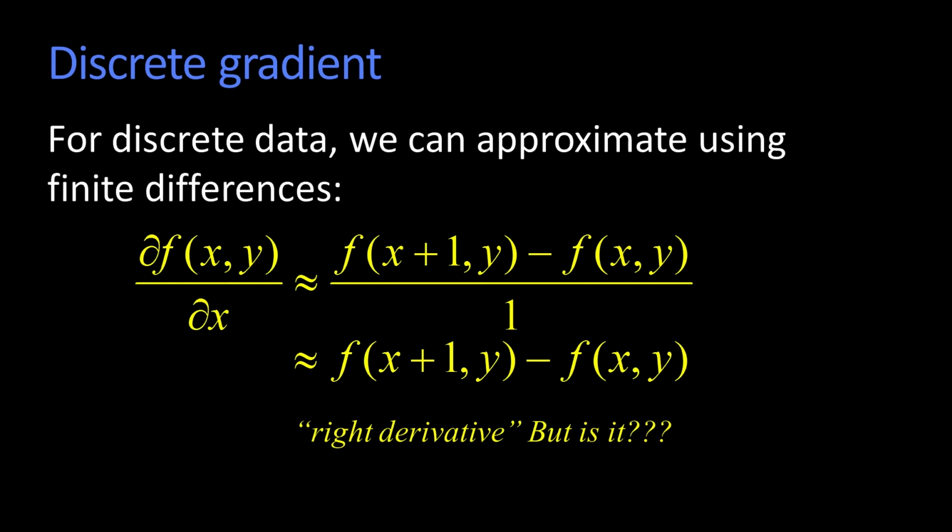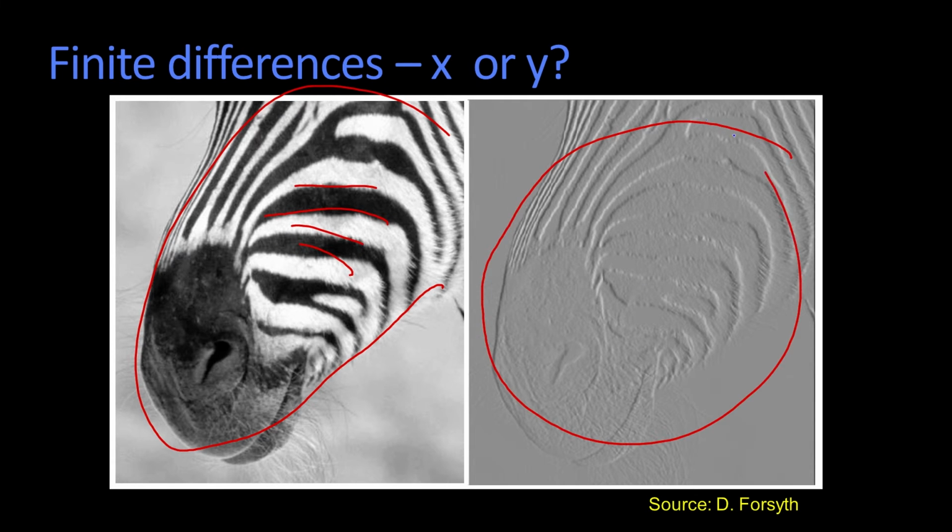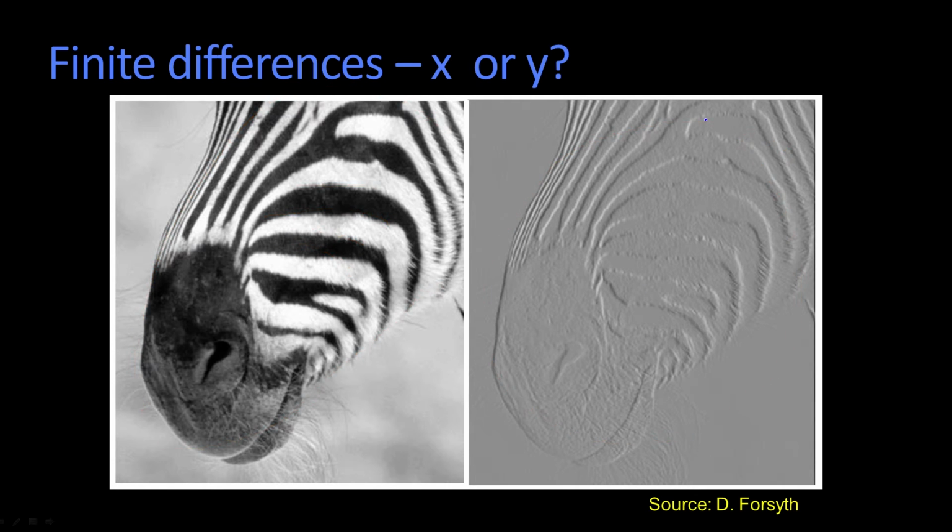Okay? In order to talk about the right way to think about these derivatives, let's take a look at our finite differences a little bit more. So here we have a picture of the striped duck that David puts in his book very often, David Forsyth. And you can see here, it's a zebra, okay? So we have this picture of the zebra which has all these stripes on it. And over here we have one of those finite difference images. First question, is this the finite difference in x or in y? Well, let's take a look.